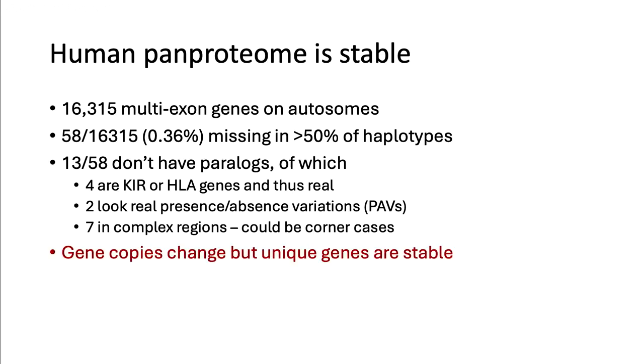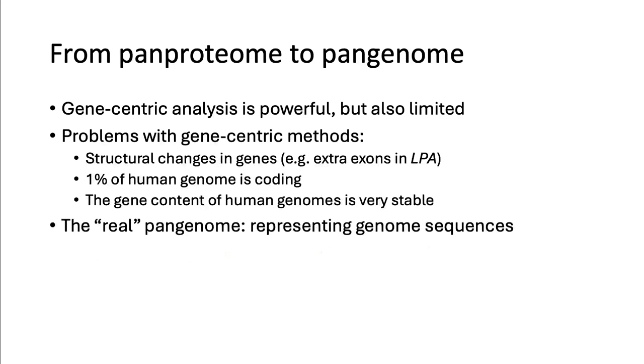And for the vast majority of genes, if they have copy number changes, they are still present in the human population. It's just that you have one more copy or one less copy. But the gene content reflects the changes. And so this comes to the research question: the pan-proteome, this approach mostly learned from bacteria, does it really work well in the human case? It's still useful, but it's limited.